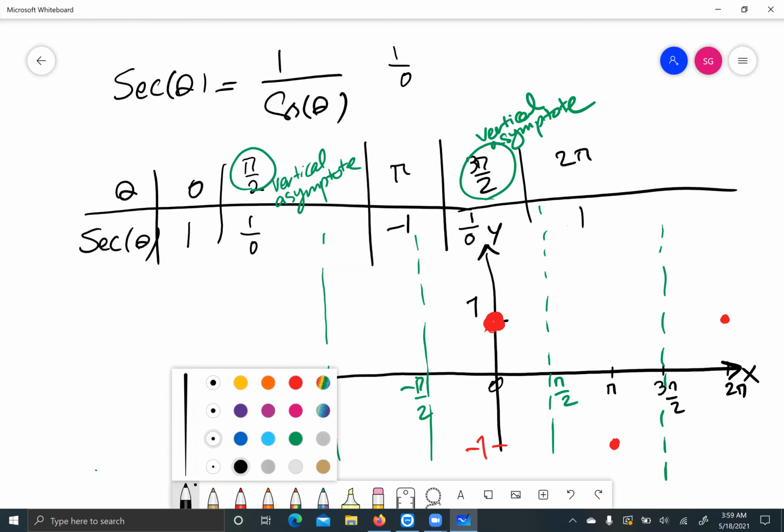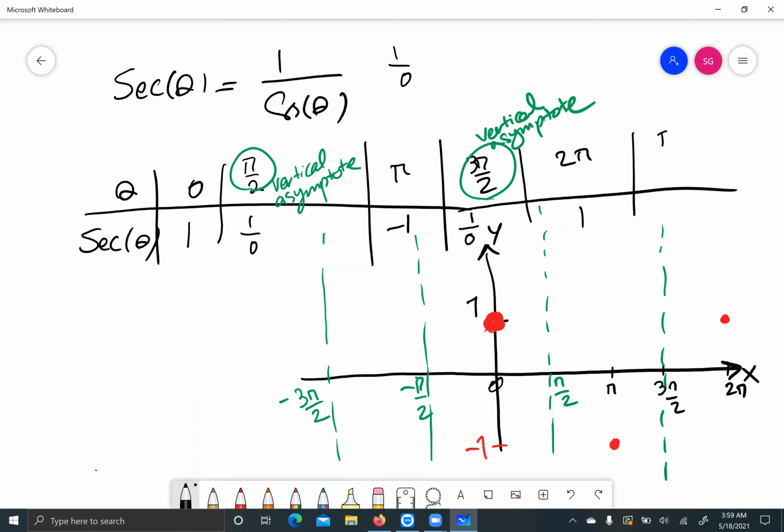For example, pi over 3 or pi over 6. So I'm going to show you pi over 6, for example. It's 1 over cosine. What is cosine of pi over 6? It's a half, so it's going to be 2. So at pi over 6, it's going to be 2.